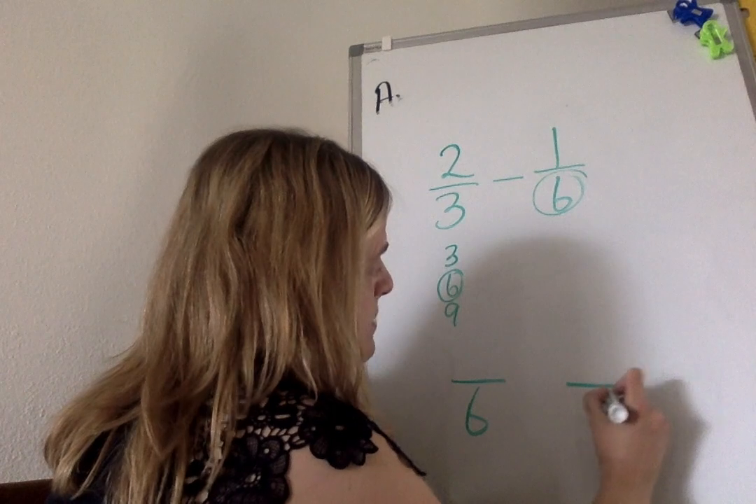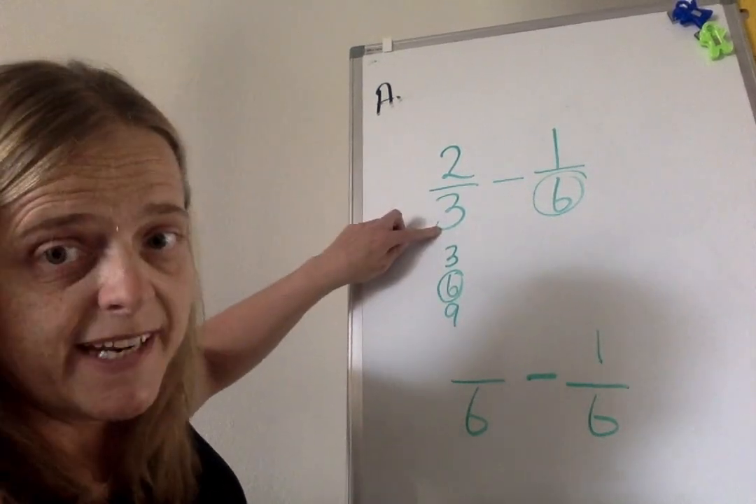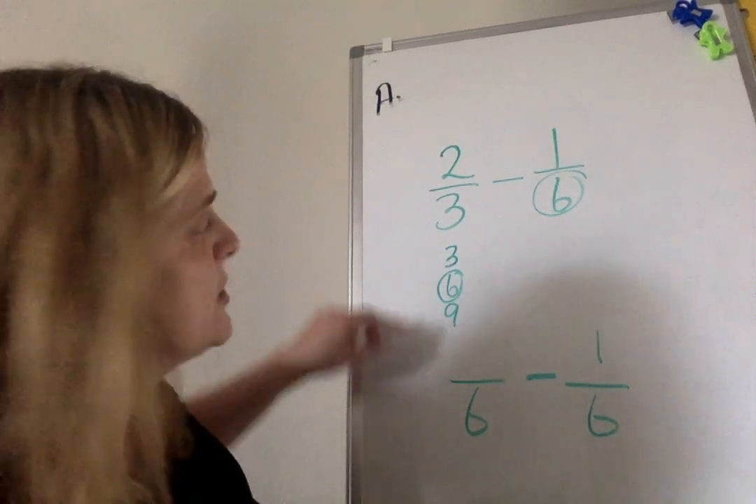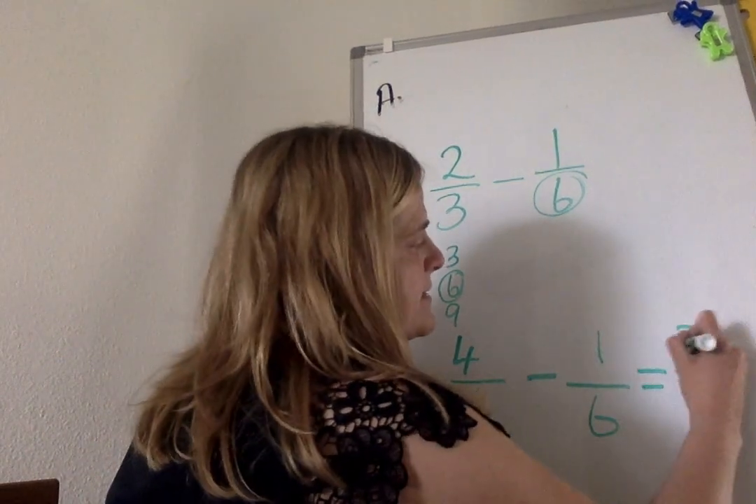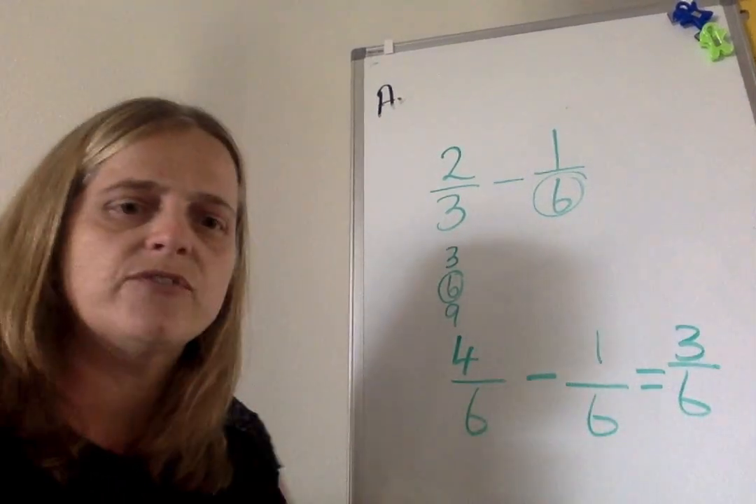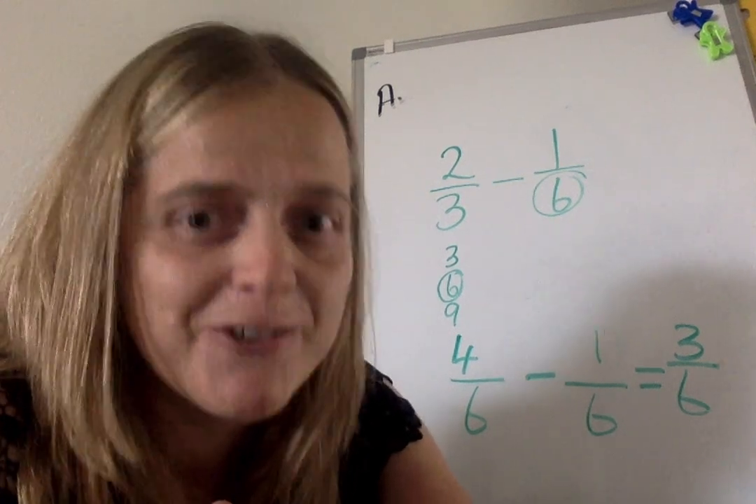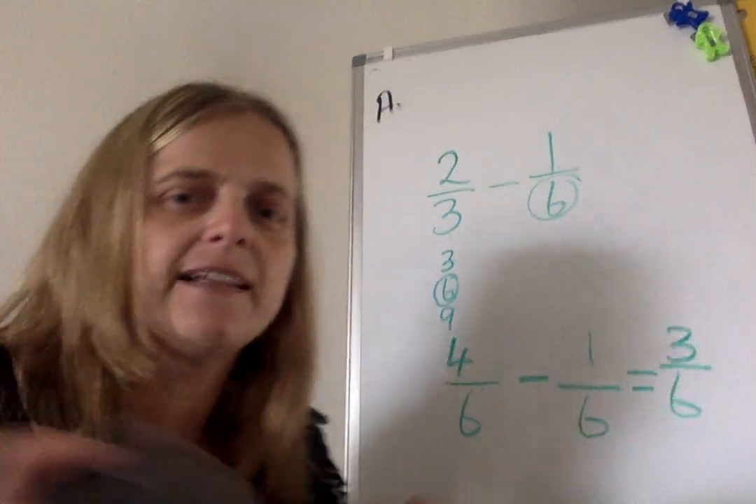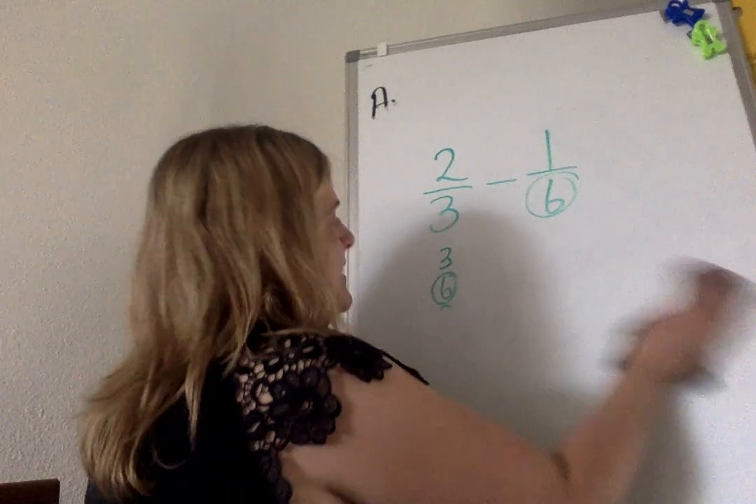So 6 on the bottom, this one is already 6, so leave it as is. What did we do to 3 to get 6? 3 times something is 6, 3 times 2. 2 times 2 is 4. 4 subtract 1 is 3 over 6. But do we leave our fraction as 3 over 6? I don't think so. You can reduce that fraction and get it into its lowest terms. And that is the answer you will need. Reduce the fraction, divide by 3.